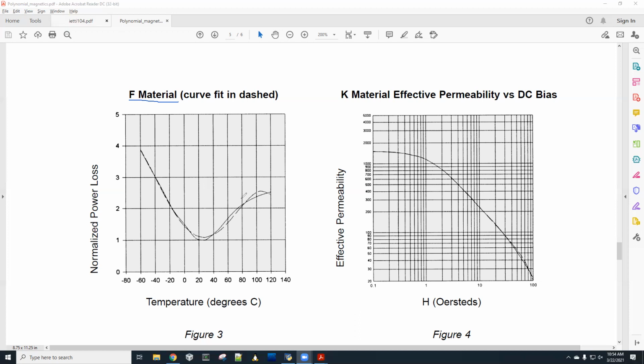The order or degree of the polynomial, the higher that number is, the more terms in the polynomial, and the more closely, in general, that equation is able to fit the collected data.